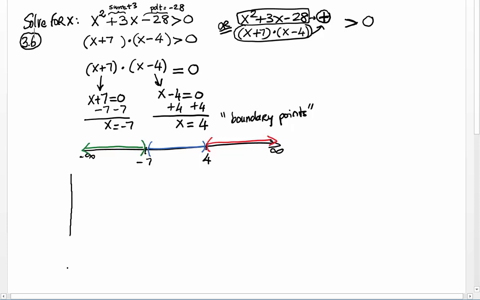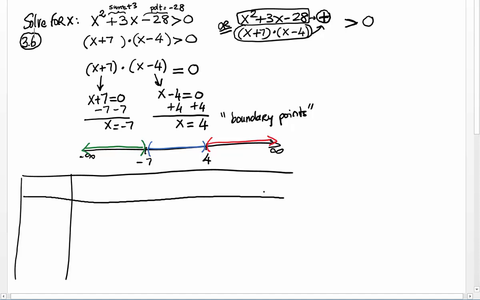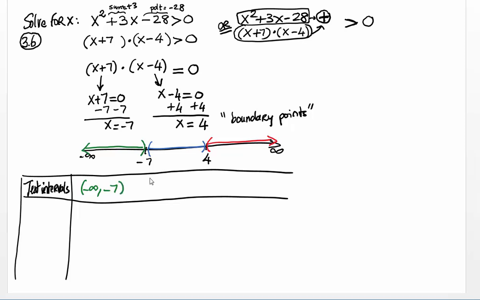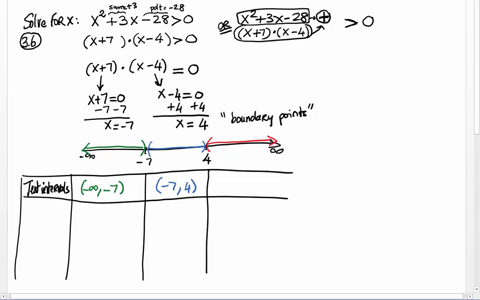So for my table, I'm going to have a column over here to the left, and the first heading will be test intervals. And what are the test intervals that we have? We have the green test interval from -infinity to -7. Then we have the blue test interval, which runs from -7 to 4. And finally, we have the red test interval, which runs from 4 to infinity.